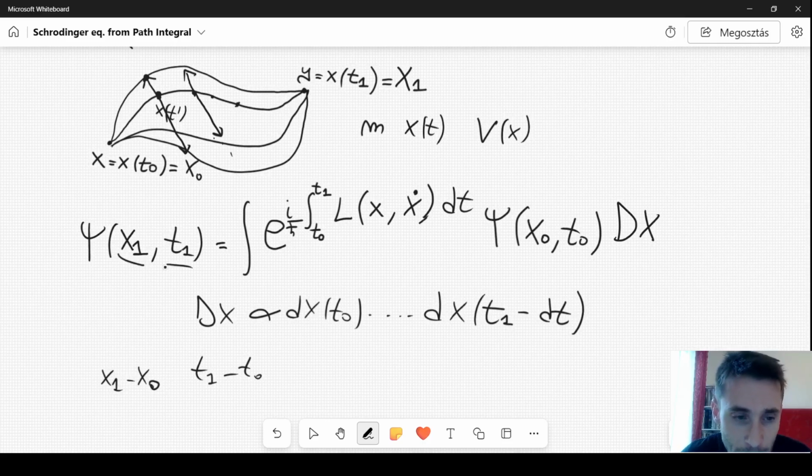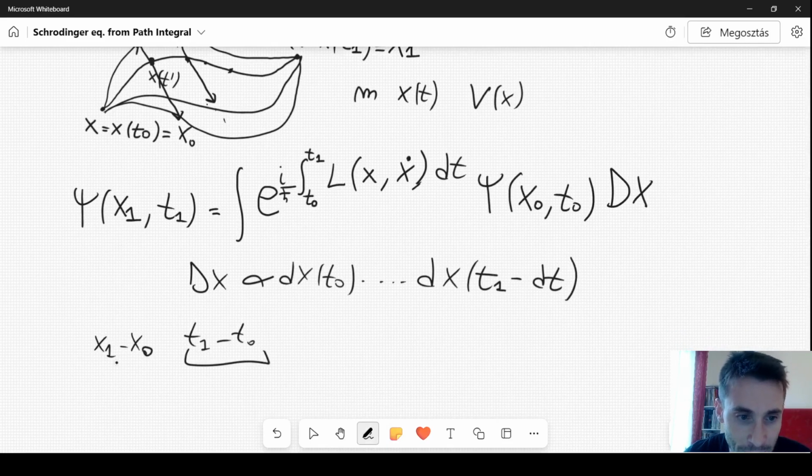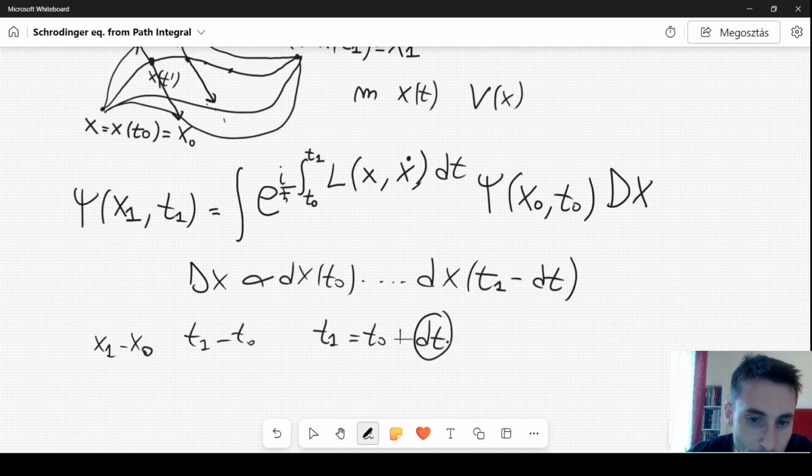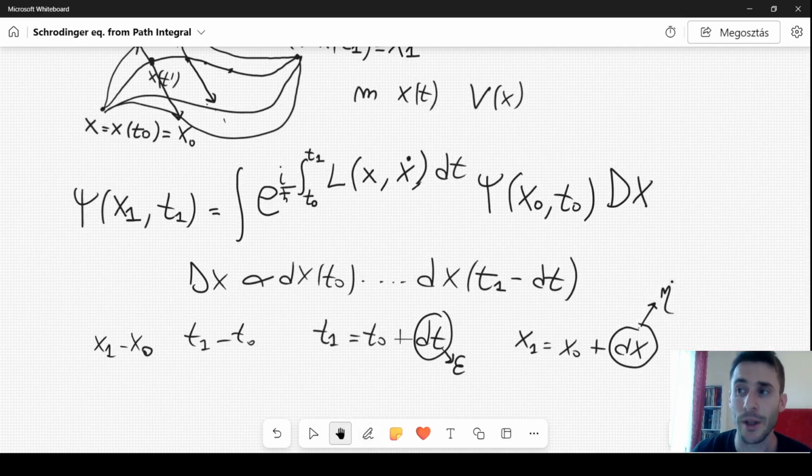We can choose x1 and t1, and in order to find the Schrödinger equation, what we will assume now is that these differences are differentials, are small quantities. So x1 is close to x0 and t1 is close to t0. So we assume that t1 is equal to t0 plus a small increment that we might call dt, or if you want, we might just call it epsilon in the following. And x1 is equal to x0 plus a small increment that we might call dx, but we might also call it eta. So I will use eta in the following.